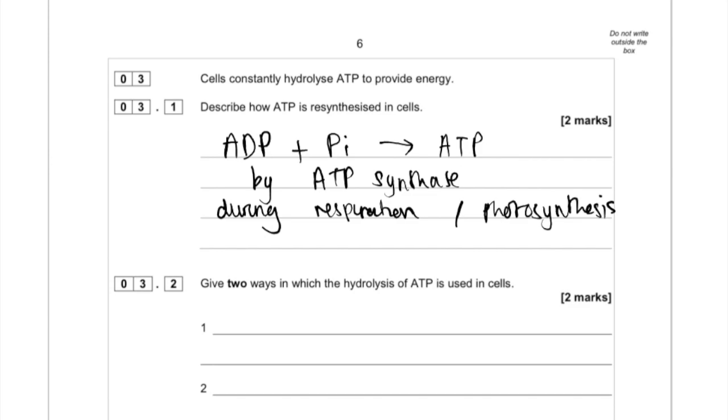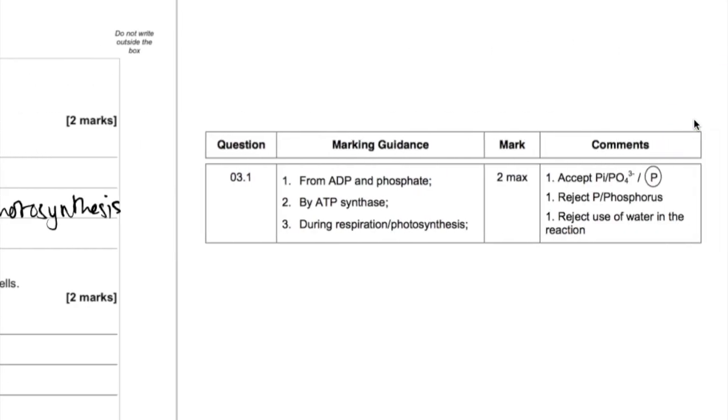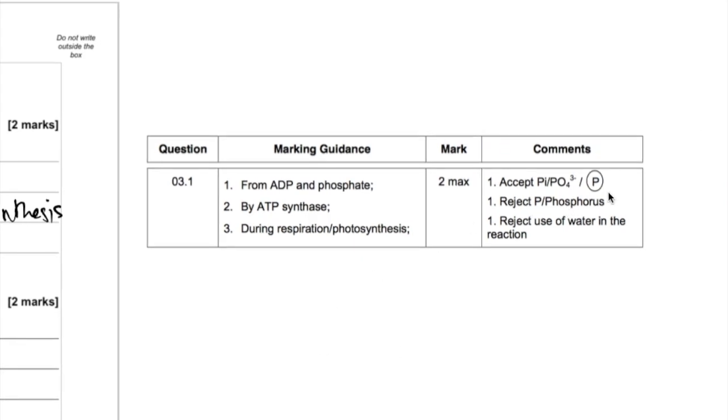And these points are actually, all three of them, directly written on the specification. So if you'd had a look at that, you'd know exactly what to say to get the marks here. And if we just look at the mark scheme for that, we'll see those are the 3 points there. And there it says reject phosphorus.